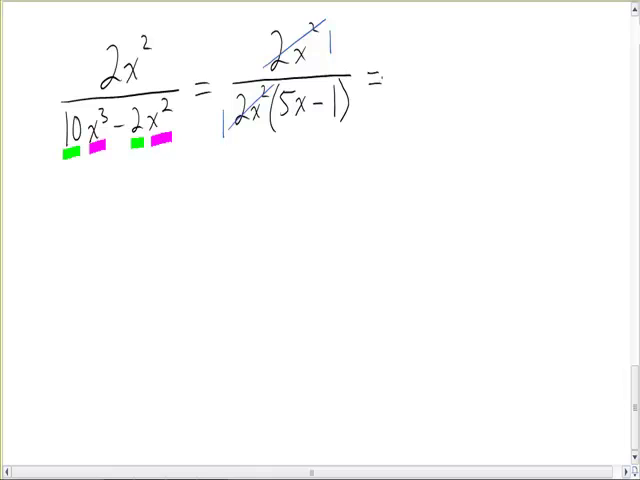So now what am I left with? Well, the entire numerator becomes 1. It all got canceled. And all that's left on the denominator is 5x minus 1. And there is the simplified version of the original radical expression.